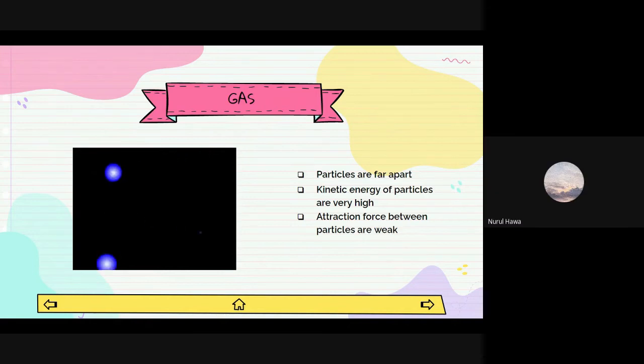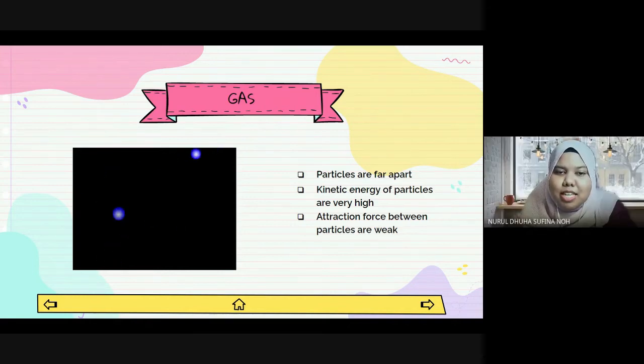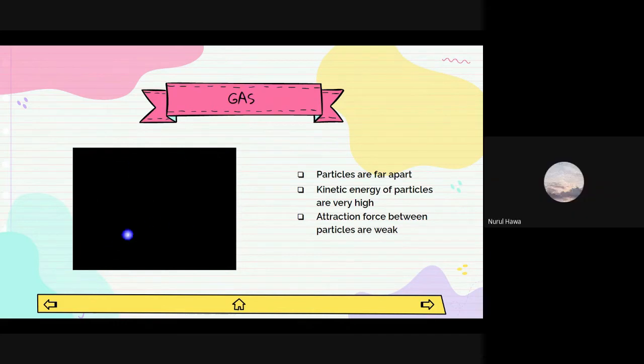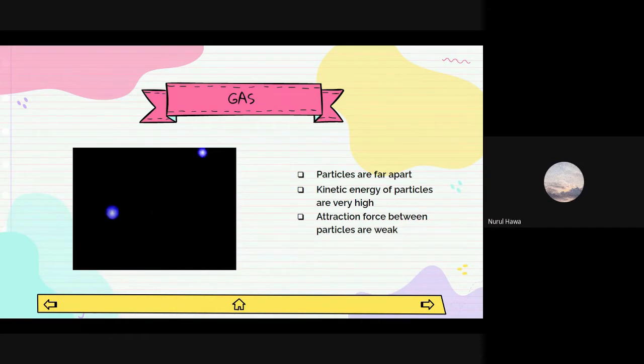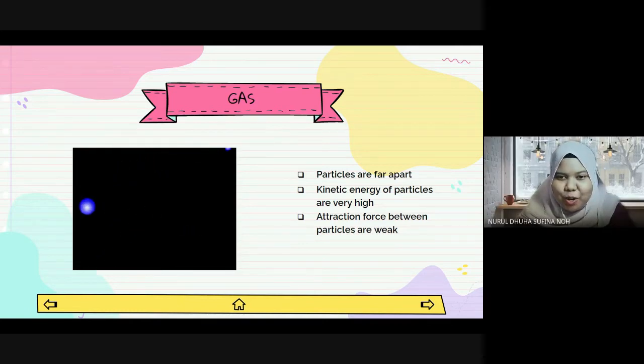So if everyone understands, I want to ask Hawa. Yes, teacher. Can you tell me which state has the highest kinetic energy? Gas. Why? Because just like Aina Soha said, the kinetic energy is high and they are far apart. Okay, correct. Thank you, Hawa.